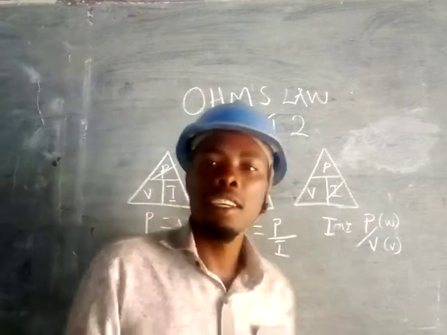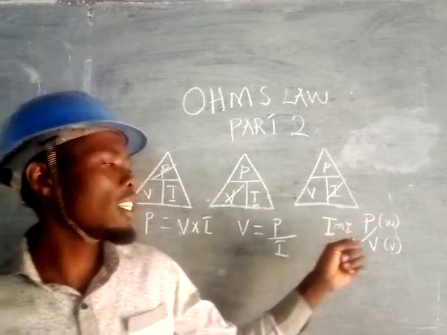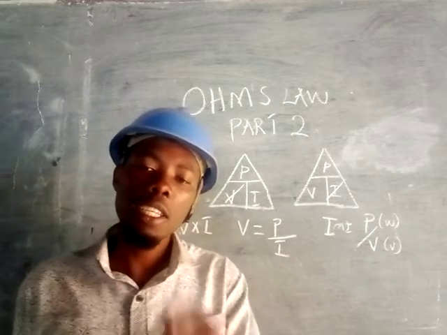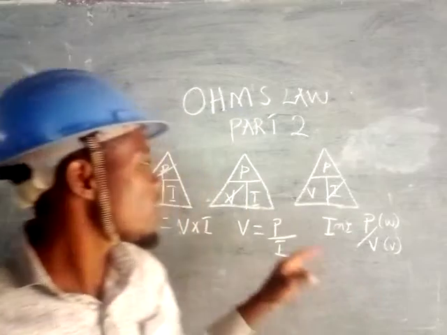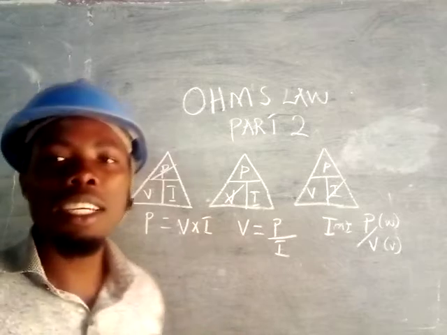Remember, current is measured in amps, voltage measured in volts. So now we are going to see a simple example.